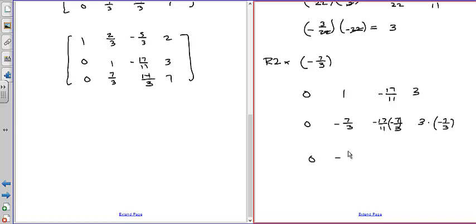So let's simplify that down. You've got 17 times 7, which is, what is it, 119? So it's plus 119 over 33. And then here the 3's cancel out, so you get negative 7. Now we're going to add that to row 3. So this is row 2 times that. Everything's sitting there, so you add that to row 3.